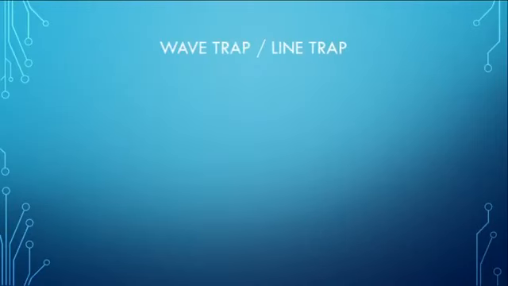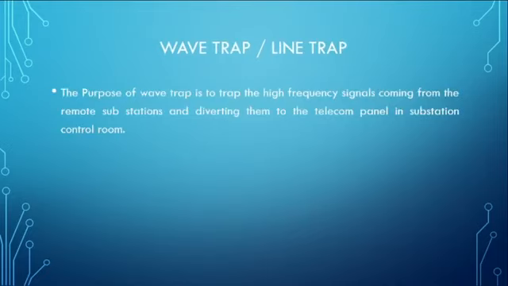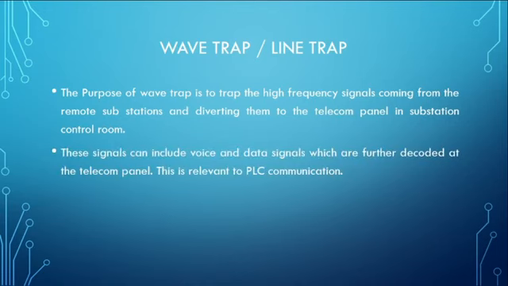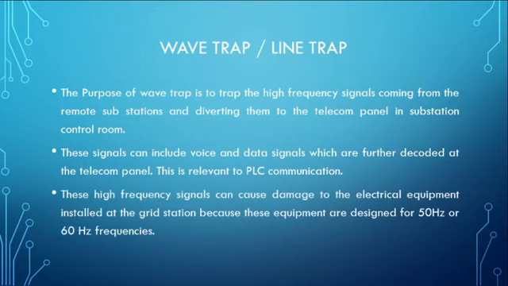Next is the wave trap or line trap. The purpose of the wave trap is to trap the high frequency signals coming from remote substations and divert them to the telecom panel in the substation control room. These signals can include voice and data signals which are further decoded at the telecom panel. This is relevant to PLC communication. These high frequency signals can cause serious damage to the electrical equipment installed at the grid station because this equipment is designed for 50 Hz or 60 Hz frequencies.